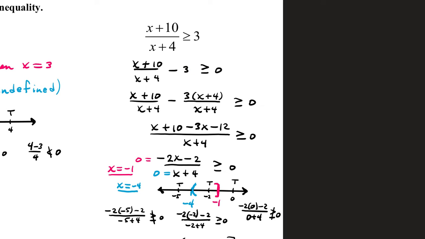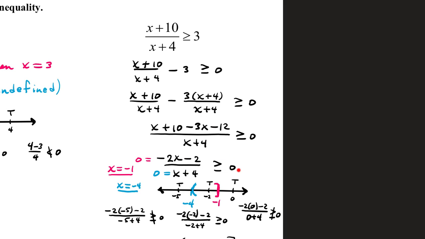So I'm going to take 3 and multiply it by x plus 4 and then divide it by x plus 4. Now we have a common denominator of x plus 4. x plus 10 minus 3x minus 12. That'll be our numerator once we clear the parentheses. Combining like terms, we have negative 2x minus 2, still over x plus 4.